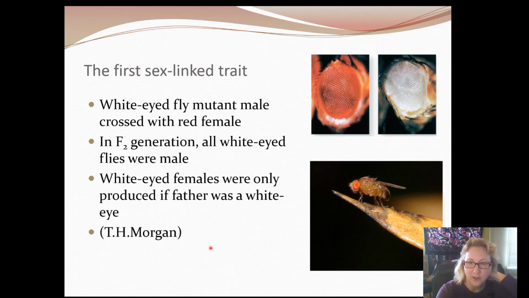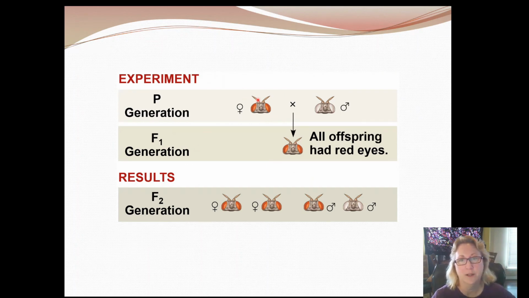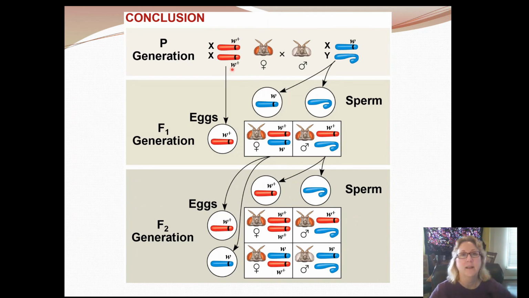So why was this important? Here's this experiment. He took his red-eyed wild-type female and crossed her to the white-eyed mutant that he found. In the F1 generation, everybody had red eyes, just like you would expect for a Mendelian recessive mutation. However, in the F2 generation, all of the white-eyed individuals were males. This was important because they knew that male flies have one pair of chromosomes that has a single copy, their X chromosome, which is not exactly the same as our X.